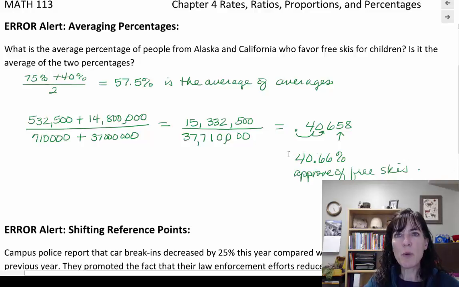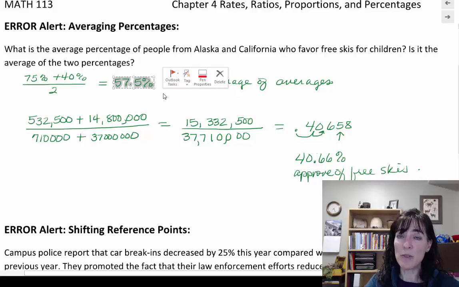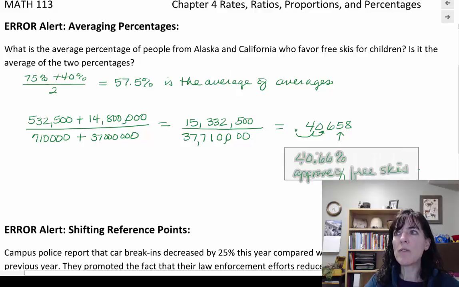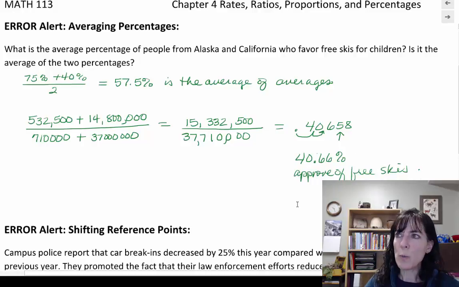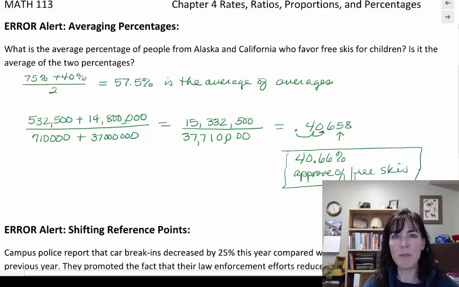And so the 40.66% is definitely not the same as this 57.5%, which was our average of averages. So be very careful. You can't do an average of averages when the population sizes are so vastly different. And in fact, you shouldn't ever really do averages of averages. So be careful of that. That is a common error. So here we have the actual percent who favor free skis when we combine the two states together.